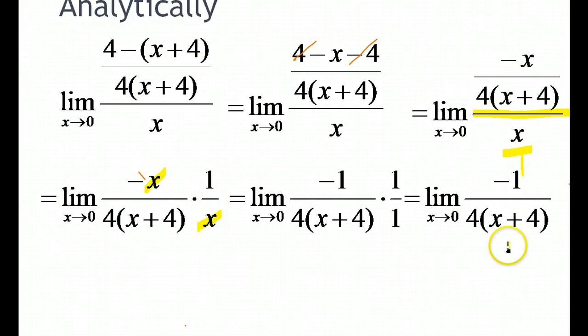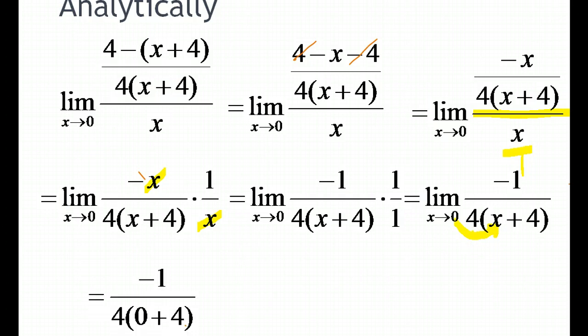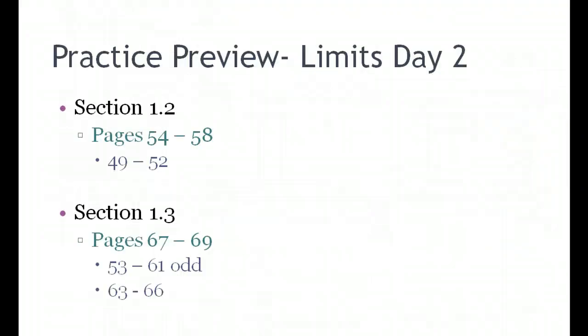I think now we are safe to say that we're going to be able to replace that 0 in there and get an answer. So I get negative 1 over 4 times 0 plus 4, and that leads me to negative 1 over 16 as the final answer.